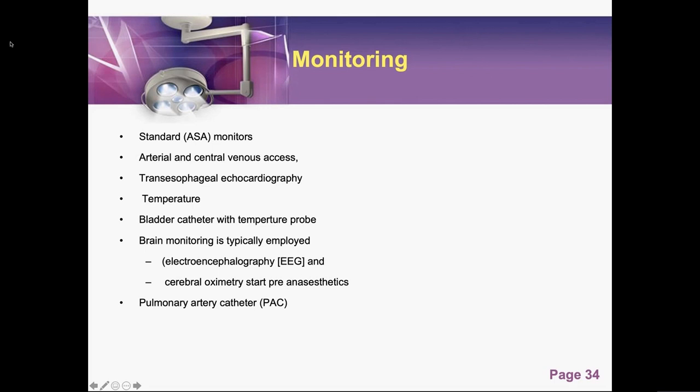Brain monitoring is typically employed. We use EEG and we use cerebral oximeter. If we use cerebral oximeter, it's very much advisable to start it before anesthetics. Also, we use pulmonary artery catheter.